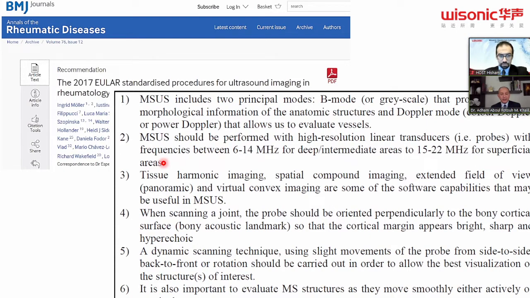Now, each one of those is a very important characteristic of the machine, to add tissue harmonic imaging, compound imaging, panoramic imaging, trapezoid image or virtual convex. All those are software capabilities. And don't think less of the software capabilities, because they can improve the image quality very much, even if the ultrasound machine is capable enough.